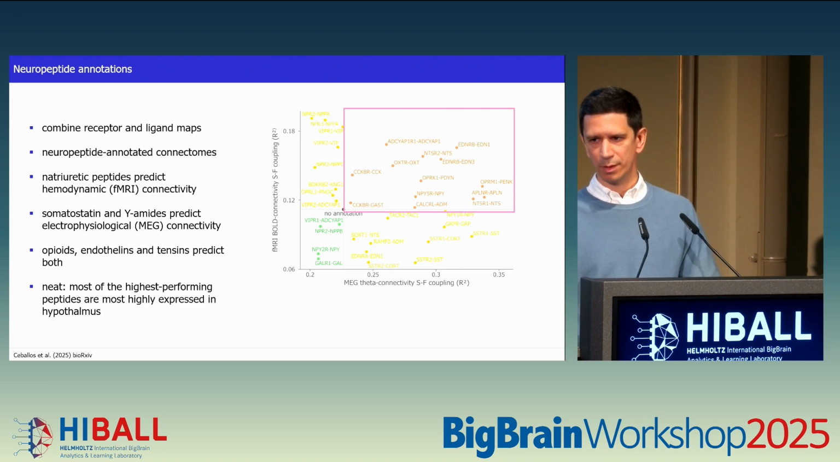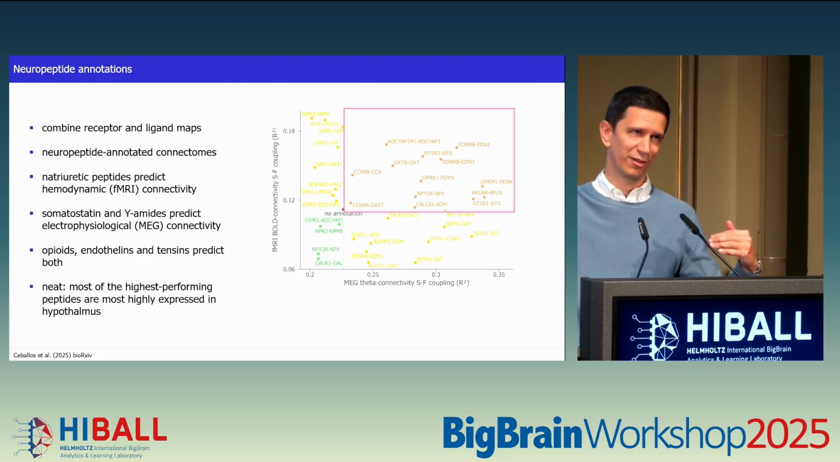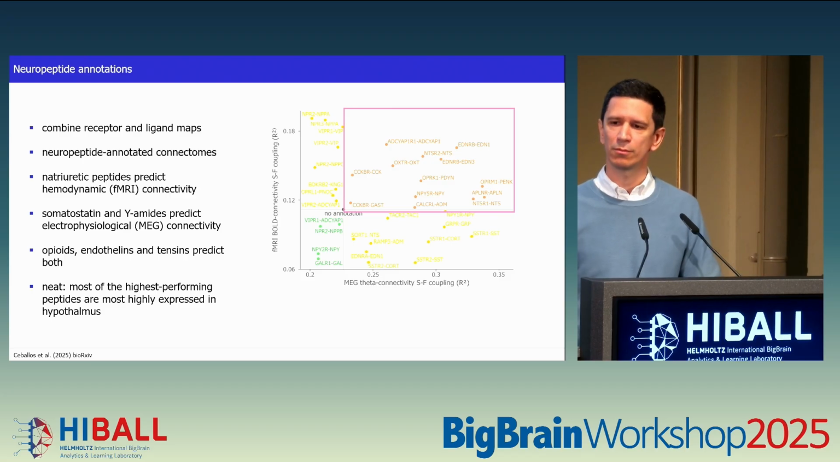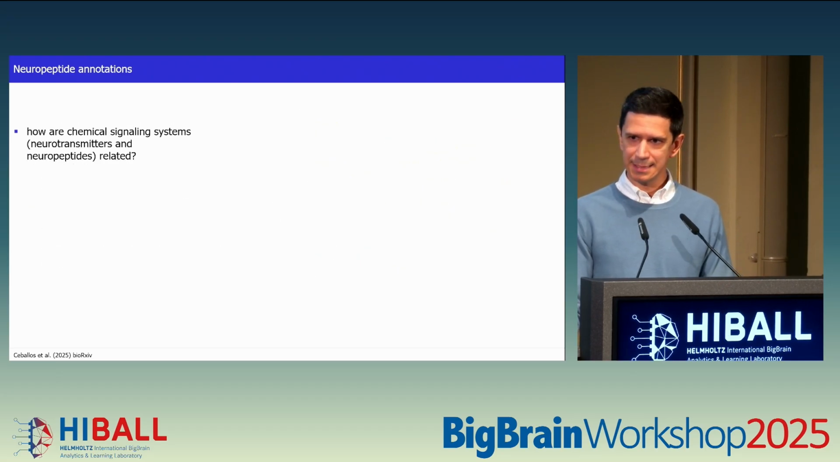So the point that I want to make here is that by really thinking about specific forms of communication, we can get into what is a very huge gap between structural connectivity and functional connectivity and build more biologically realistic models. The last thing that I want to show you on this is to ask how these chemical signaling systems are related to one another.